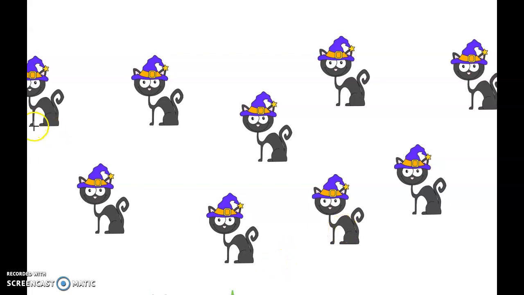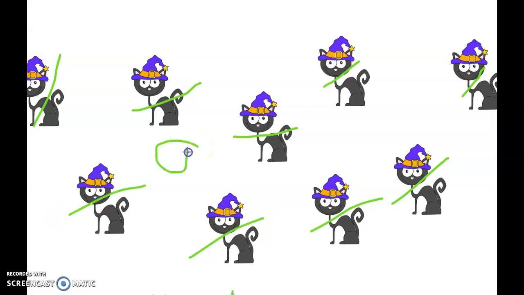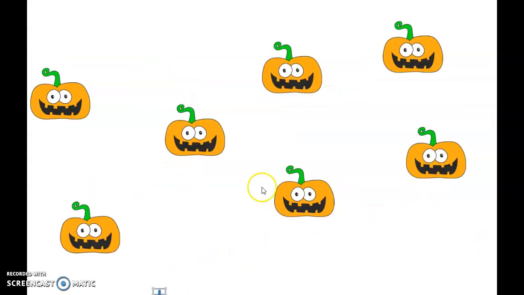Let's count our cats. Ready? 1, 2, count with me. 3, 4, 5, 6, 7, 8, 9. How many cats? 9. Good job. We're doing count and check. What are we doing? Count and check.